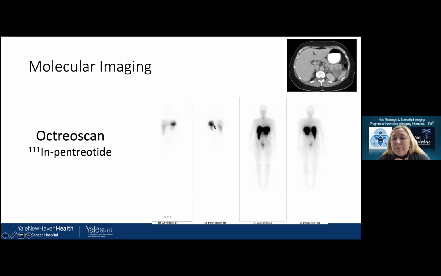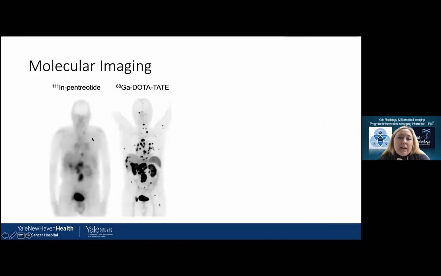And this is planar imaging. And if we did SPECT, we could localize it to the left upper quadrant, but it would be very difficult to localize it to the pancreas very well. Also, if there were smaller lesions, we wouldn't be able to see them. And here's an example of an Octreoscan lined up right next to a gallium DOTATATE PET in the same patient. And you can see how many lesions are being missed on that Octreoscan that can be clearly seen on the PET CT.